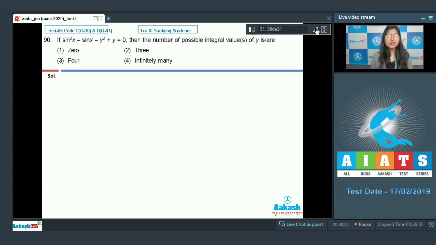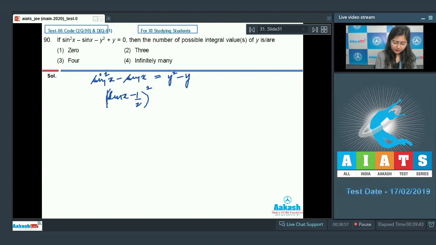Now the last question of this paper is question number 90, which says that if sin square x minus sin x minus y square plus y is equal to 0, then the number of possible integral values of y is. We are given that sin square x minus sin x is equal to y square minus y. Making perfect square on left hand side, we will get sin x minus half whole square minus 1 by 4 is equal to y square minus y.